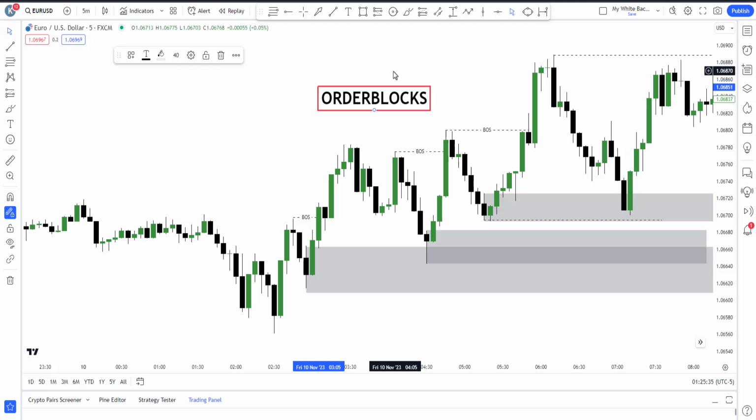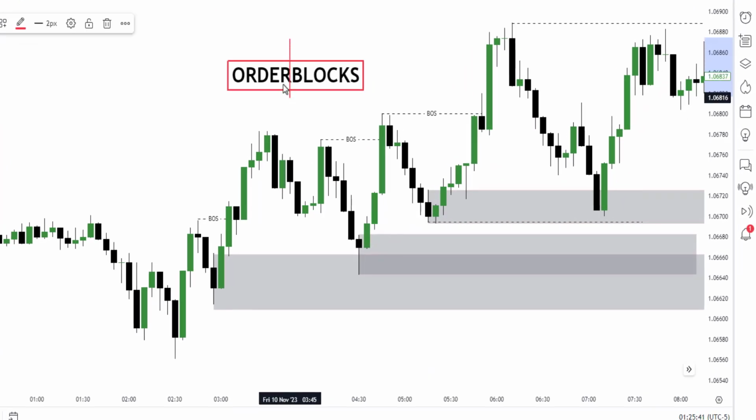Now, the word order block is a compound word. We have the word order and a block. They are two different words. The word order is basically somebody's open interest to either buy or to sell. The word block also means a large financial transaction. Every time you hear about a block trade, it's basically a large financial transaction. So an order block is a large financial buy or sell order.